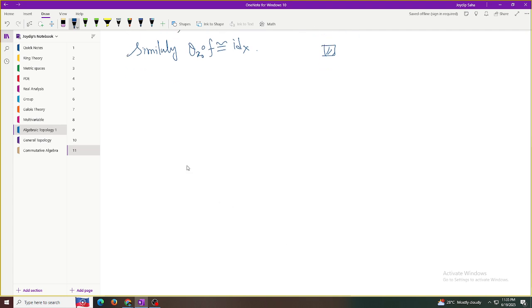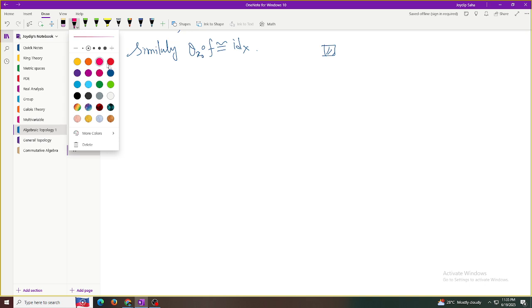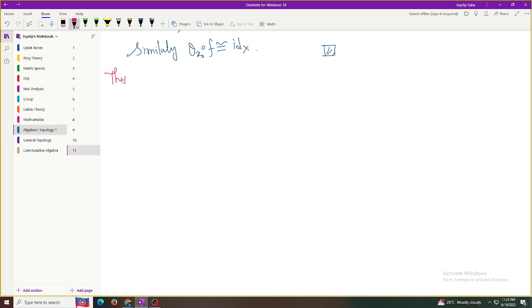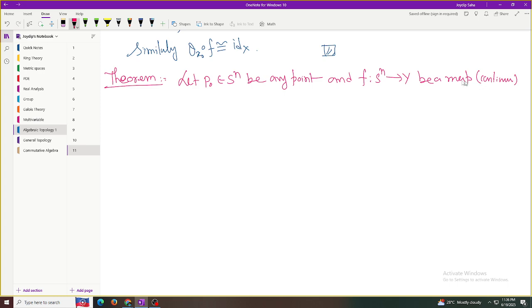Okay. Theorem. Let P0 belong to Sn be any point, and if f: Sn to Y, we have a map, meaning continuous. Map means always continuous map. Okay.